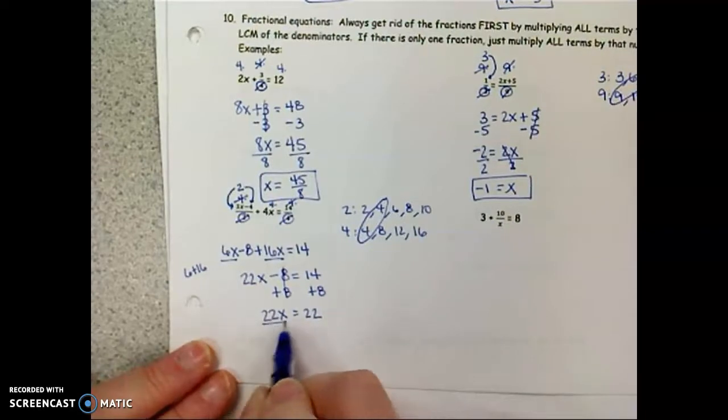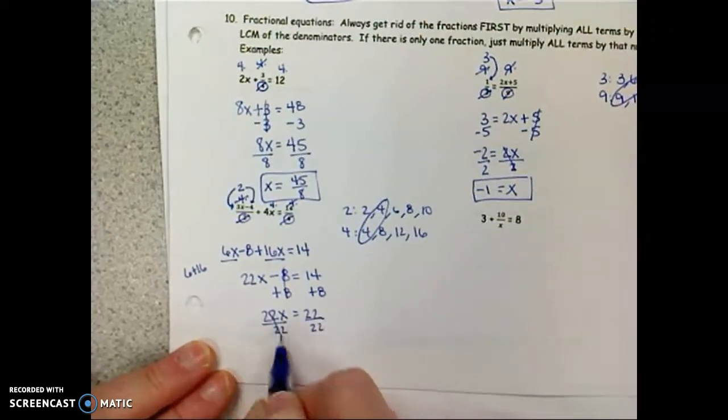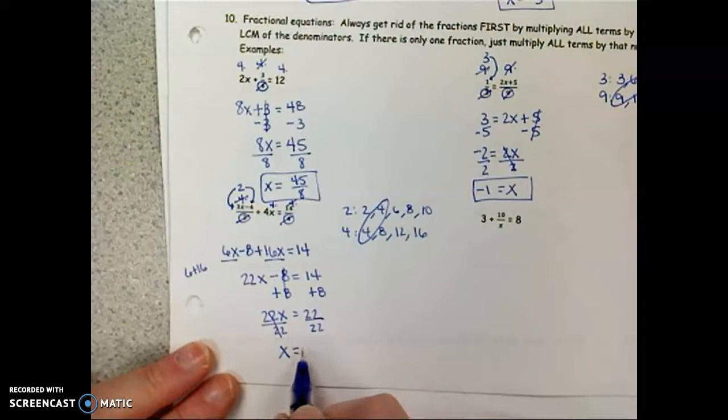Now I undo the multiplication using division. And so 22 divided by 22 cancels. That just equals 1x, which is just x. And 22 divided by 22 is 1.